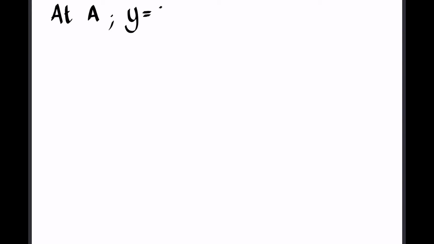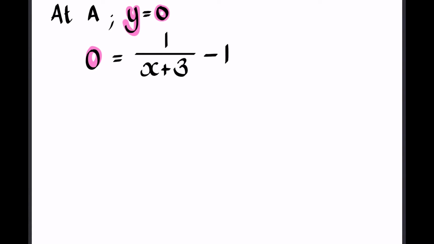At A, y is equal to 0. Why is y equal to 0 at point A? Because it's the x-intercept, and at the x-intercept, y is equal to 0. So now I'm going to replace the y with the 0, and that is equal to 1 over x plus 3 minus 1.